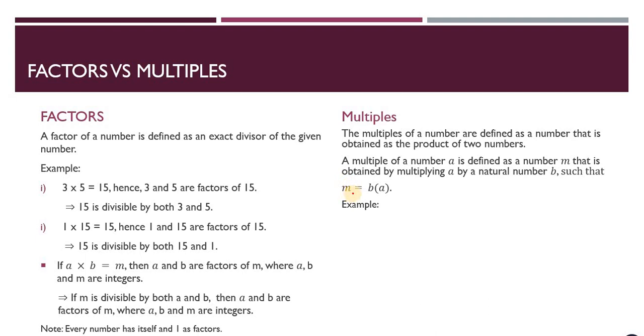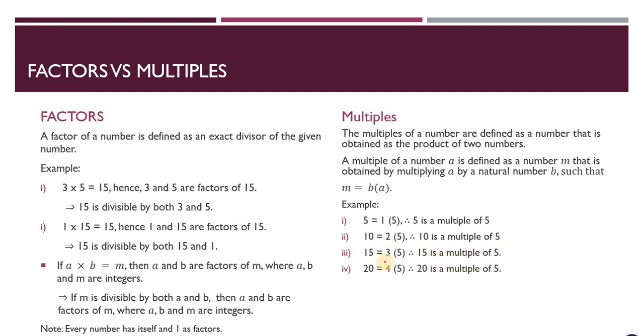Now if you notice that we have M is equal to B times A, so we're saying that M is a multiple of A. 5 is equal to 1 times 5, so we can say therefore that 5 is a multiple of 5. 10 is equal to 2 times 5, so therefore 10 is a multiple of 5. 15 is equal to 3 times 5, and therefore 15 is a multiple of 5. 20 is equal to 4 times 5. Therefore, 20 is a multiple of 5.